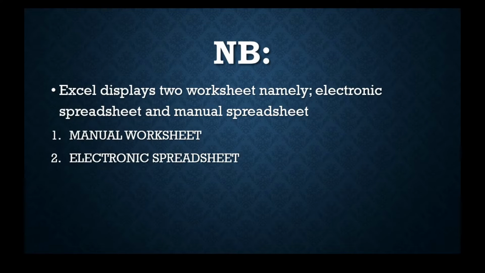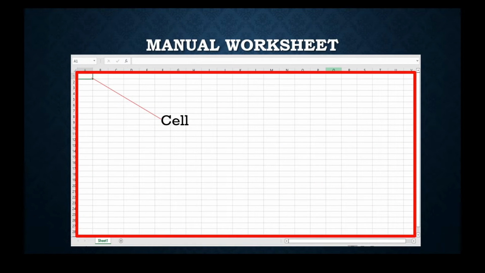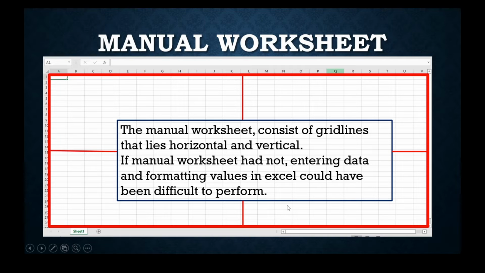Okay, welcome back. So what is a manual worksheet? Now this is the manual worksheet. As you can see, the red surrounding area, this very side, that is the manual worksheet. And the manual worksheet, you can see that it's kind of like intersection point is called cells, and there's some grid lines there. So what is a manual worksheet?